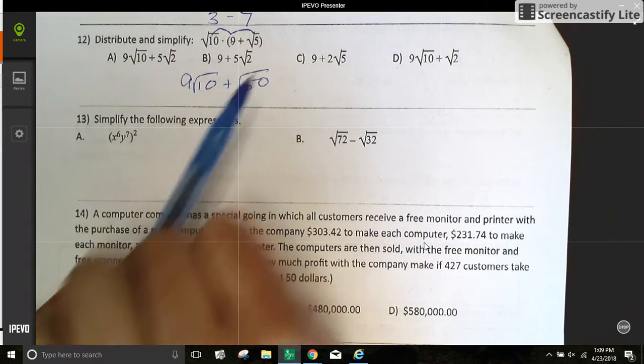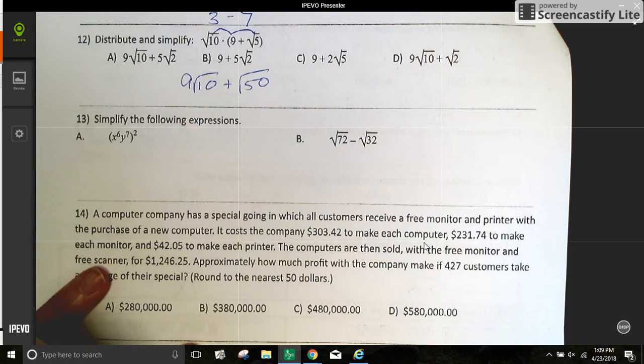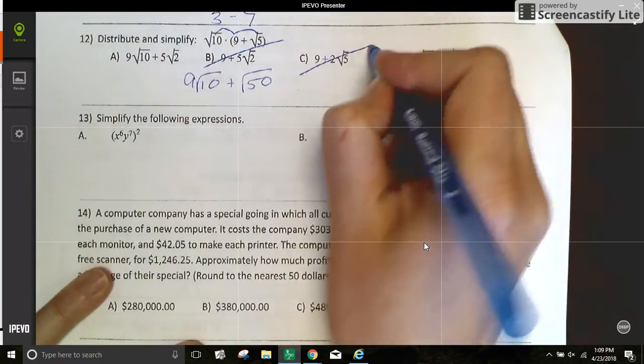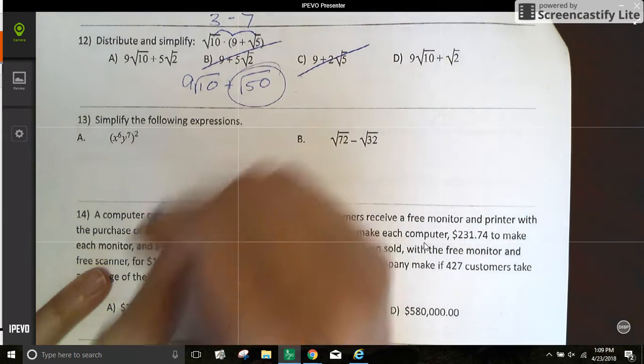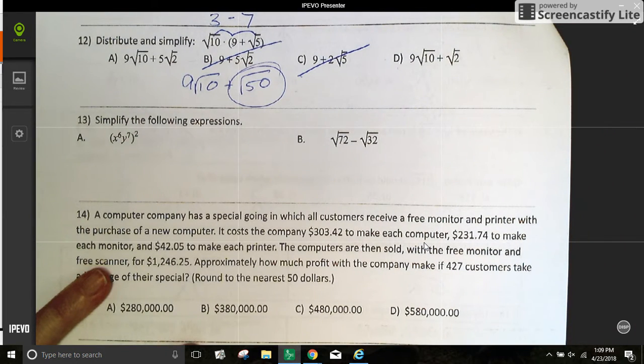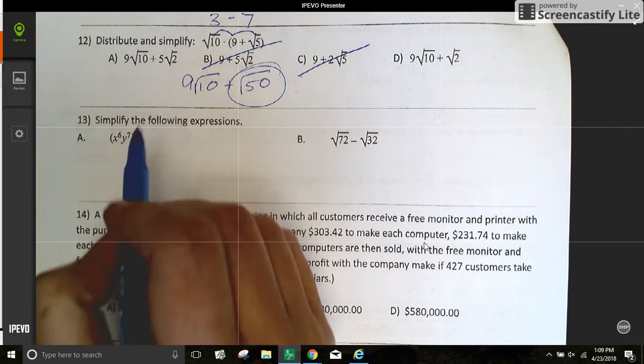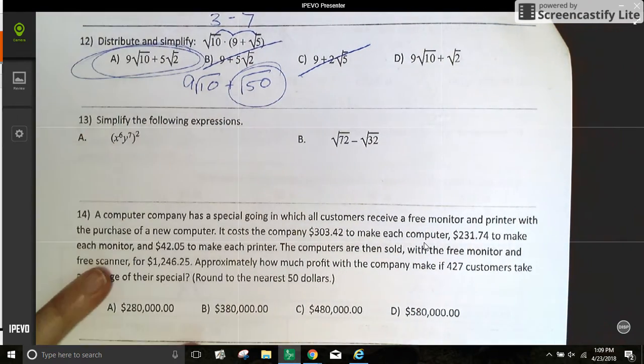So immediately, I know B and C are out because I need 9 root 10. And then they simplify root 50. So root 50 simplified is 5 root 2, which is A.